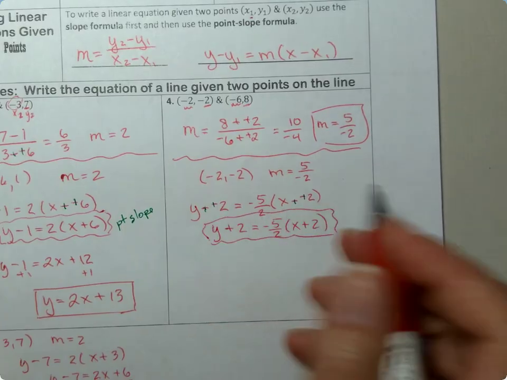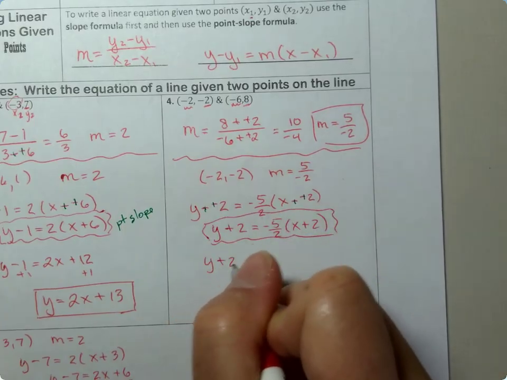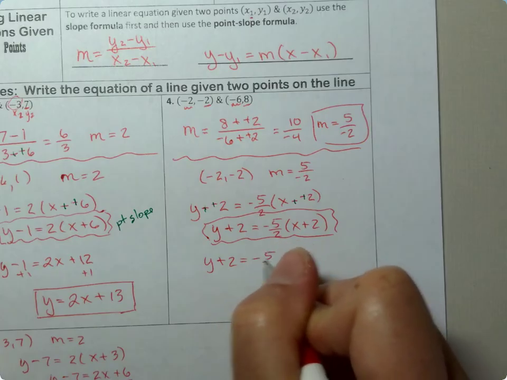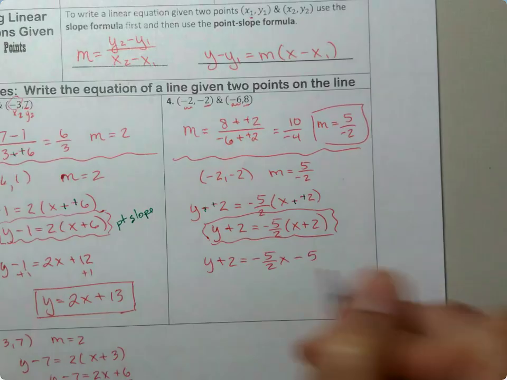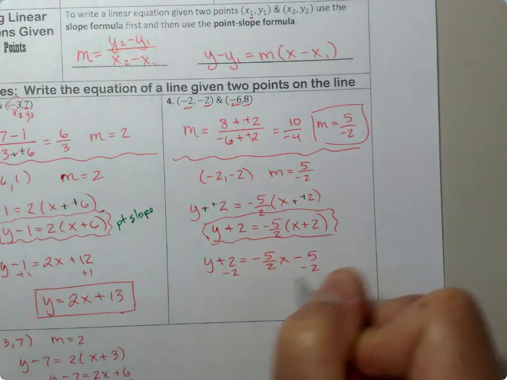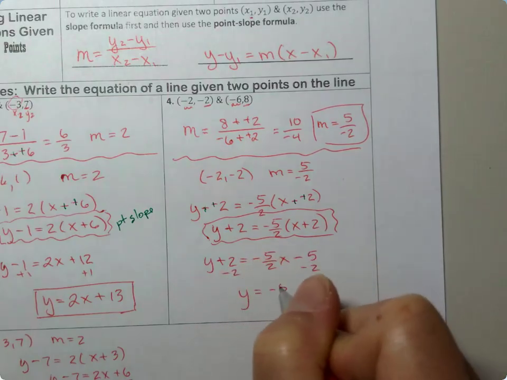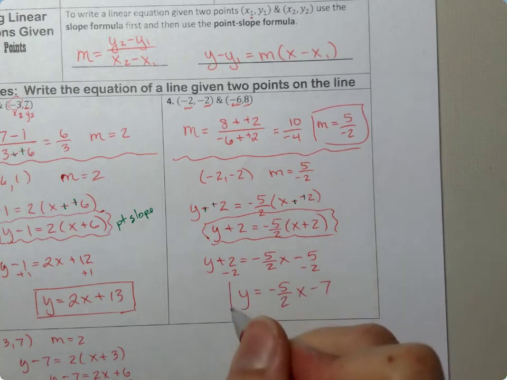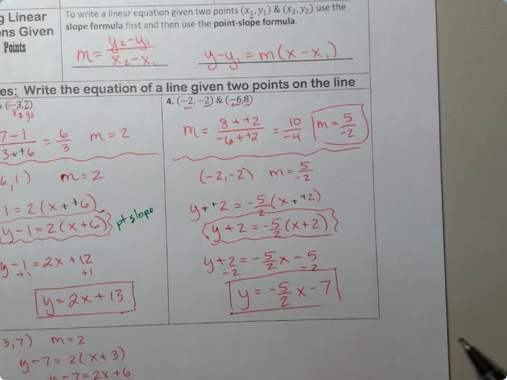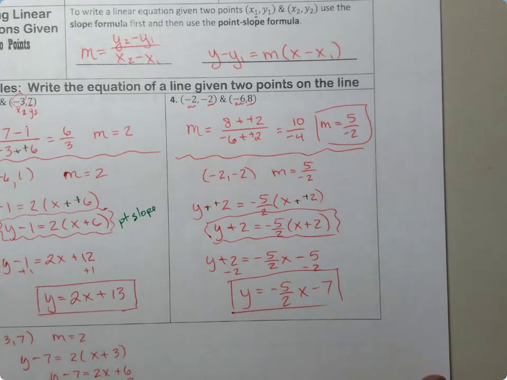And now we have to take a minute and distribute. Watch your signs. And I end up with a -5 because the 2's cancel. Subtract 2. And do you agree with my y equals -5/2 x minus 7? I agree with me. Okay, good with that? So always need a point and a slope, but you might have to work for the slope. Now we're going to change it up, but very similar idea.